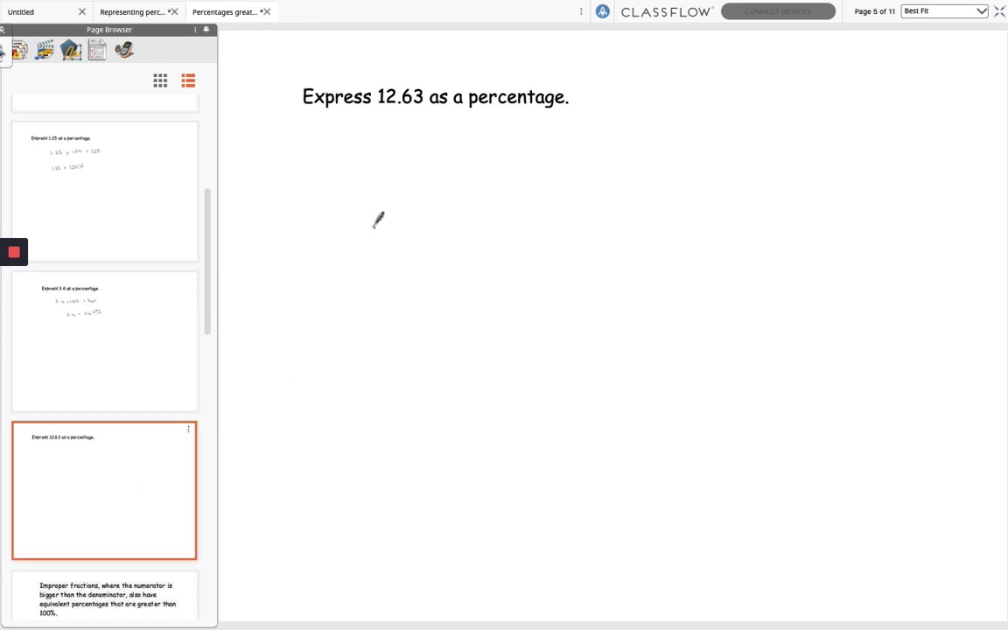And our third example, express 12.63 as a percentage. So we're going to do exactly the same again. We're going to multiply our decimal by 100 to convert it to a percentage, and that will be equal to 1,263%. So 12.63 is equal to 1,263%.